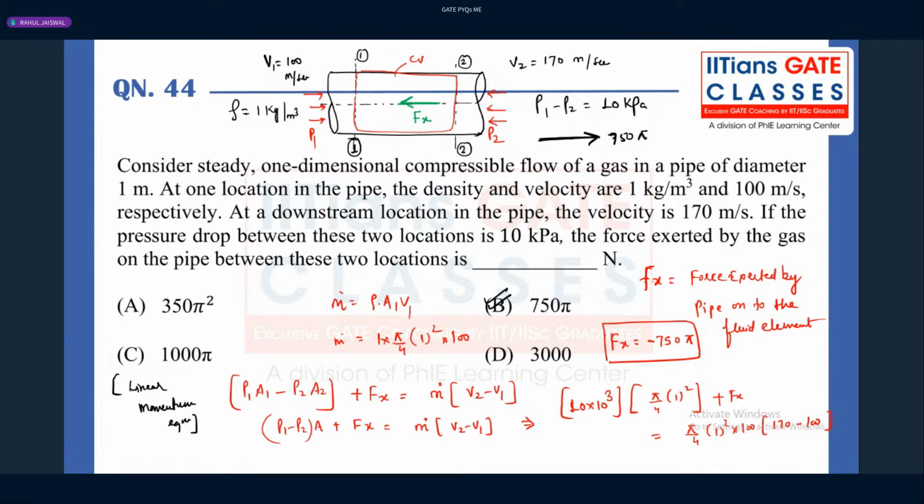So three particular concepts we have discussed through this one particular problem that you need to remember, guys. P1, P2 must be gauge pressure, not absolute pressure. It should not be atmospheric pressure. They should be what, gauge pressure.